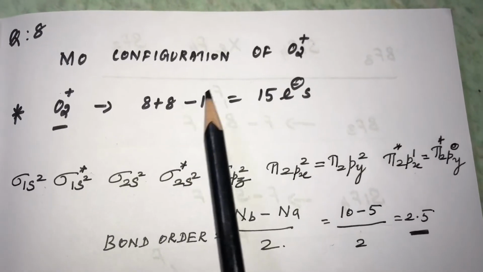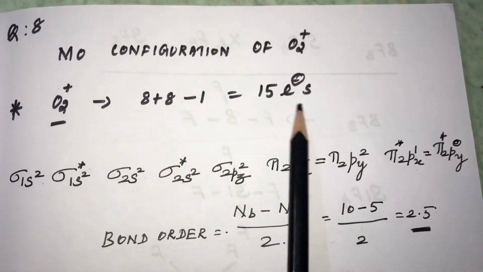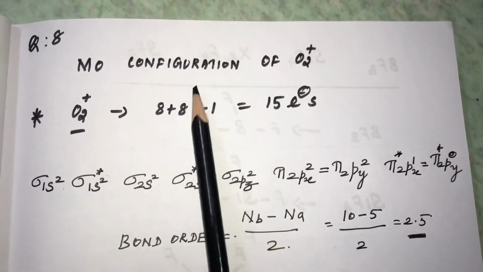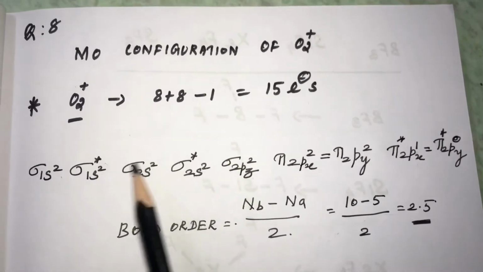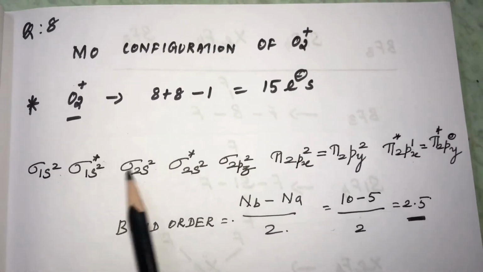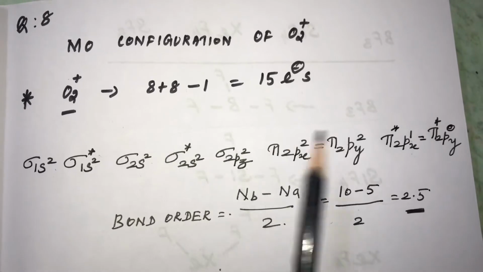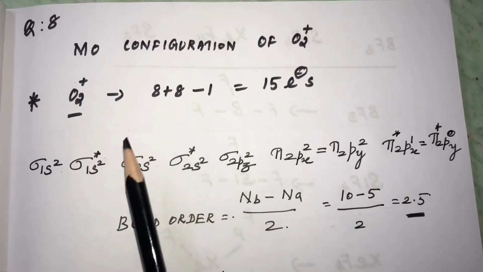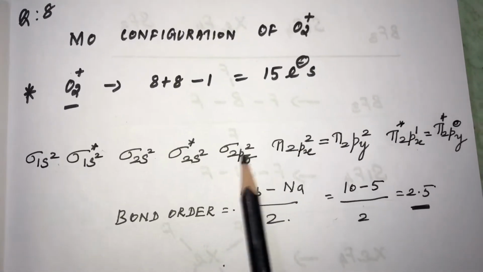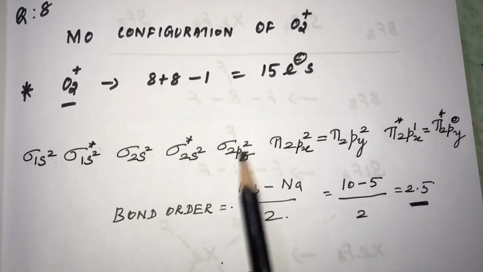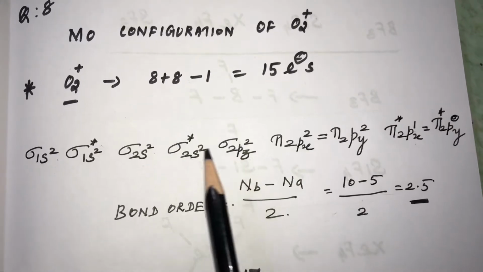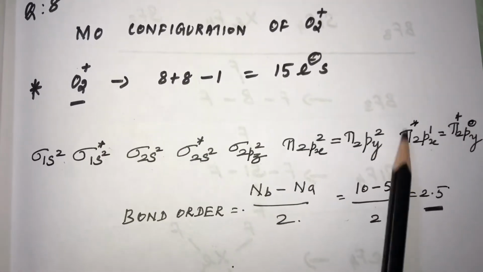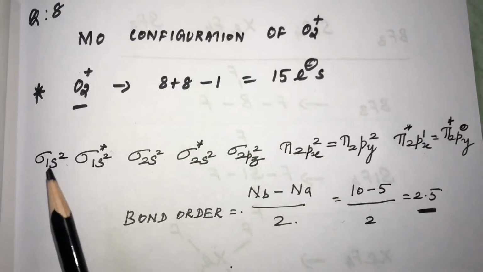So minus 1, totally 15 electrons are there in O2 plus. Now if we write the molecular orbital configuration, here the bonding molecular orbital, antibonding molecular orbital, according to the order of energy level for oxygen, the sigma 2pz comes before pi 2px for a homonuclear molecule like oxygen. So the order is given, 15 electrons.